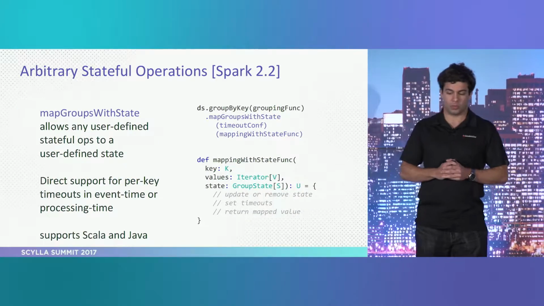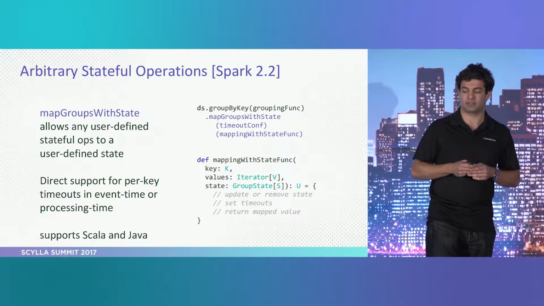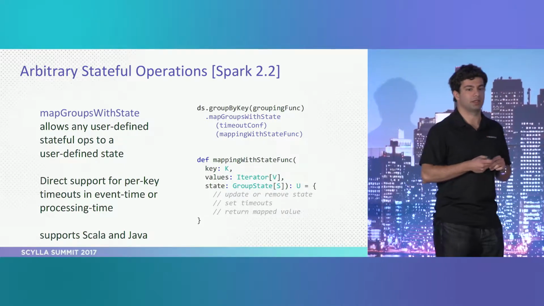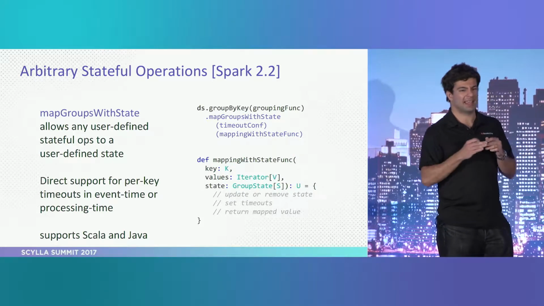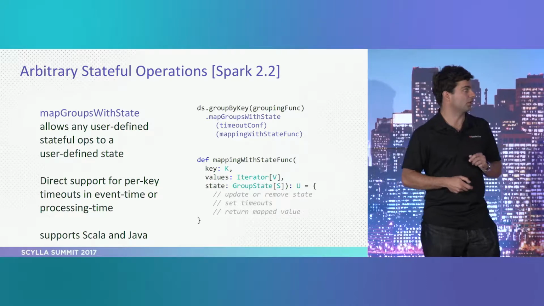So with Spark 2.2, we added the support for arbitrary stateful operations. What do I mean by that? You can write any business logic that you have in a function called mapGroupsWithState.